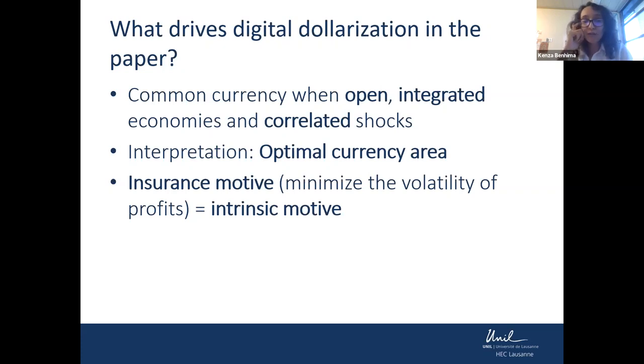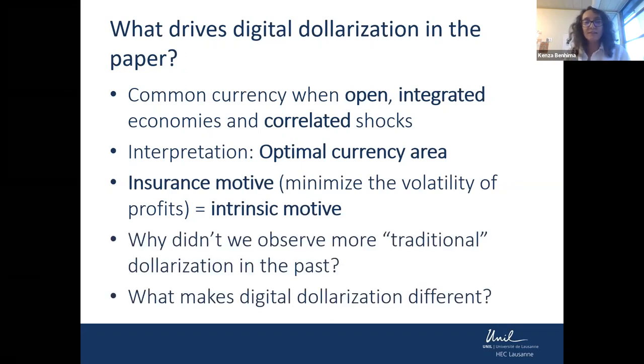Also, the motive for foreign currency pricing is an insurance motive. Firms and households want to minimize the volatility of profits or of utility. So this is, I'm not sure this is the right word, an intrinsic motive, in the sense that it has to do with the structure of the economy and not with the specificity of digital currency. So the question is, since this is an intrinsic motive, why didn't we observe more traditional dollarization in the past? And what makes digital dollarization different? I think this is important to ask, because what we would like to know is whether digital currencies are going to change the structure of the economy and the way we perform monetary policy and policies in general.